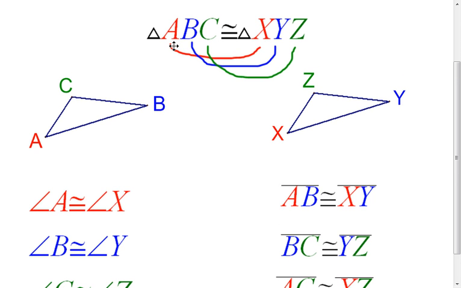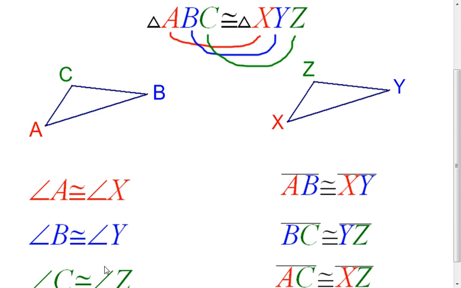Now obviously we can have different triangles. They don't always have to be triangle ABC and triangle XYZ. But just use that congruent statement to help you figure out which angles are going to be congruent and which sides will be congruent.